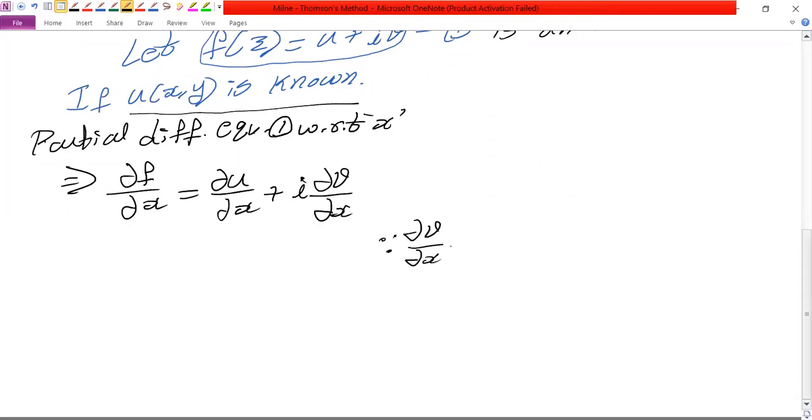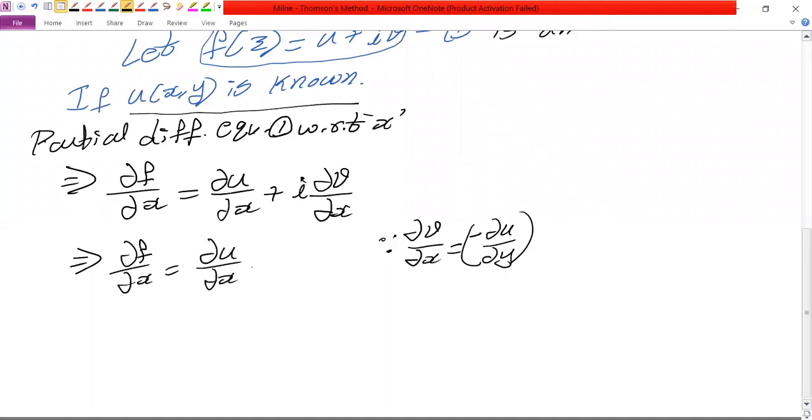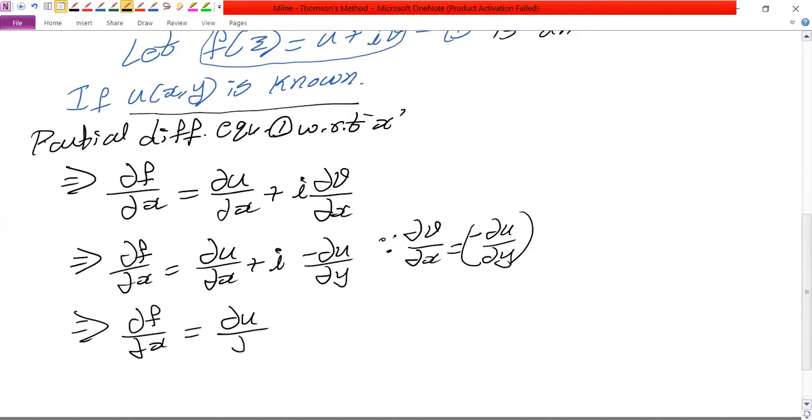What is dou v by dou x? Minus dou u by dou y. So using this, I'm going to write in place of dou f by dou x is equals to dou u by dou x plus i into minus dou u by dou y. So finally, we can take it as dou f by dou x equals to dou u by dou x minus i into dou u by dou y.